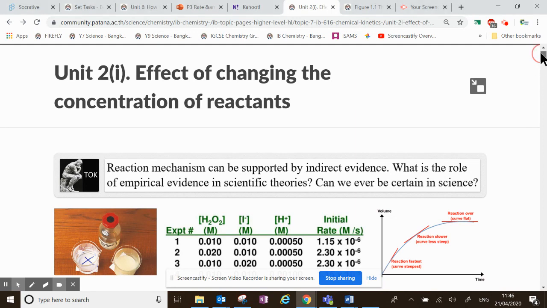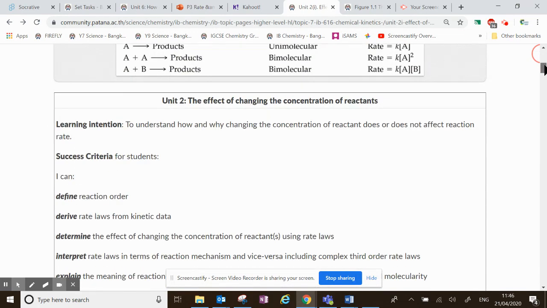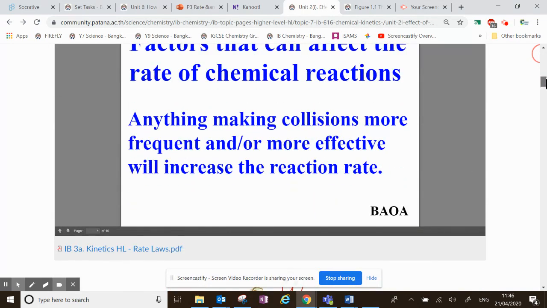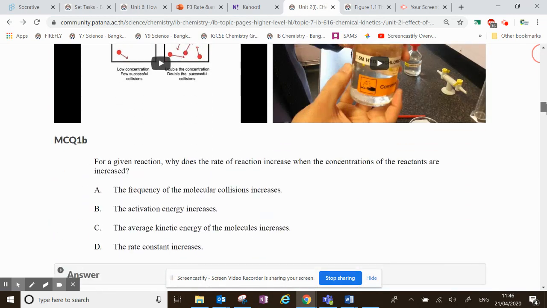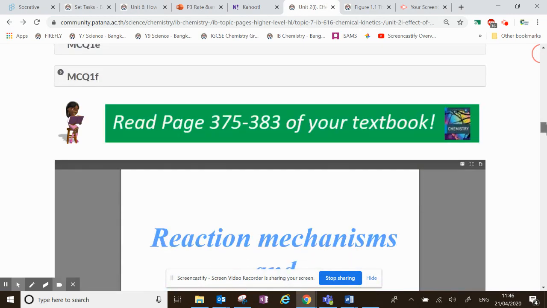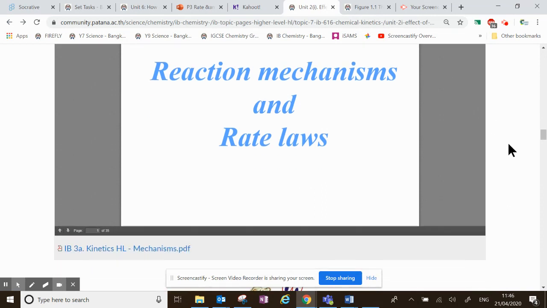Now, to help, I'm going to scroll down the page a little bit. There's two PowerPoints here. First one, fairly straightforward, a bit GCSE-ish. When you get to the second PowerPoint, this is the one that you've suggested you'd like a bit of help with. Reaction mechanisms and rate laws. It's a long PowerPoint. As you can see down here, it's 35 pages.